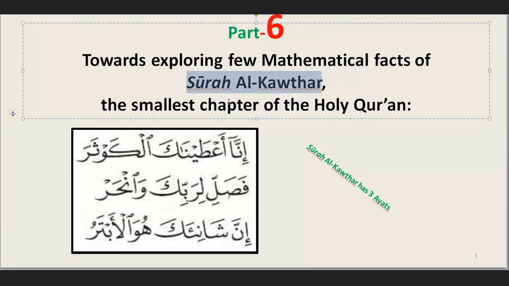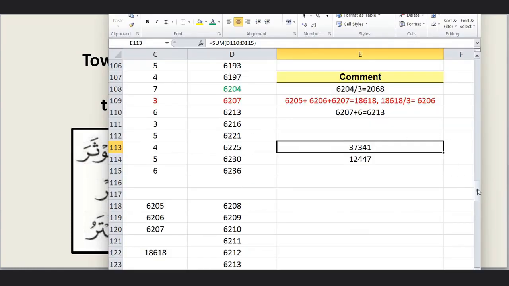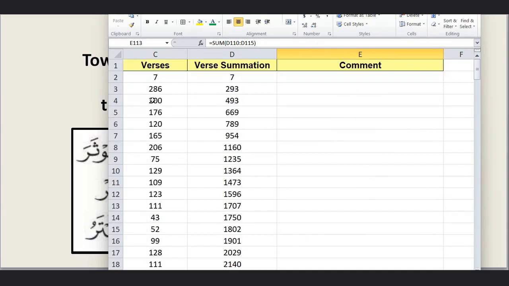We are now at part 6 towards exploring a few mathematical facts of Surah Al-Kawthar, the smallest chapter of the Holy Quran. We know that Surah Al-Kawthar has three ayats, and they are Inna a'atainaka al-Kawthar fasalli li rabbika wanhar inna shani'aka huwal abtar. Before going to the discussion, let's share an Excel file where some points are needed to be shared with you. And this is that Excel file.